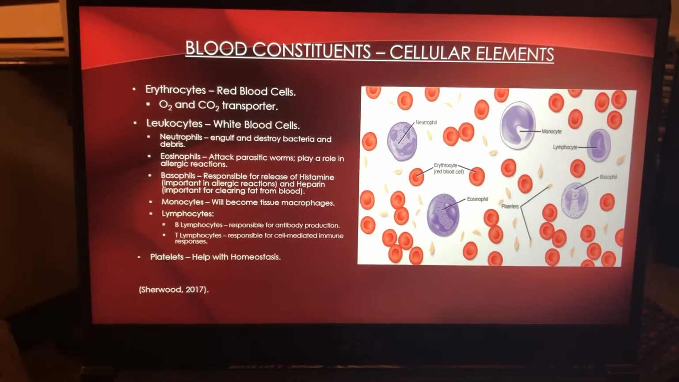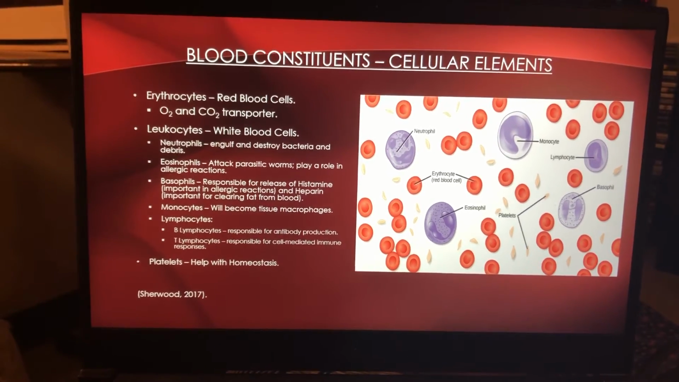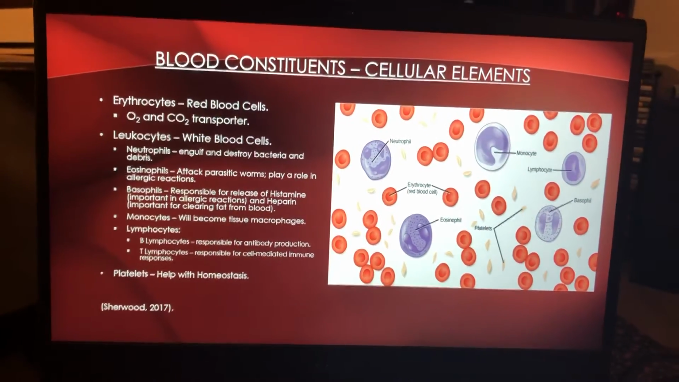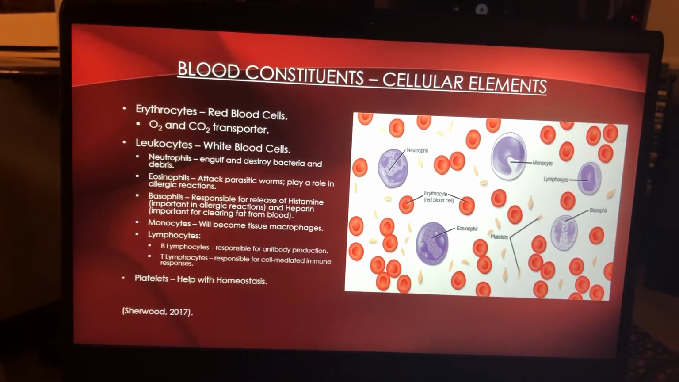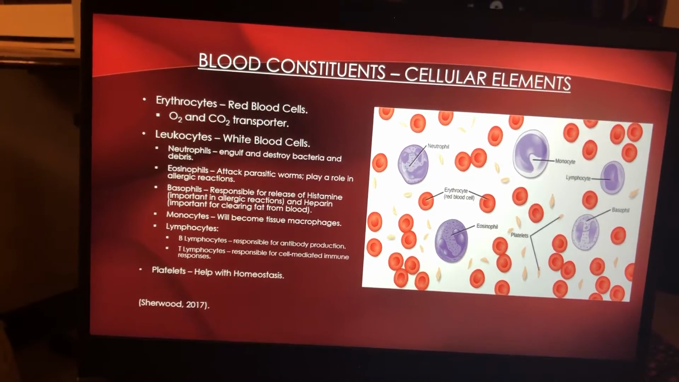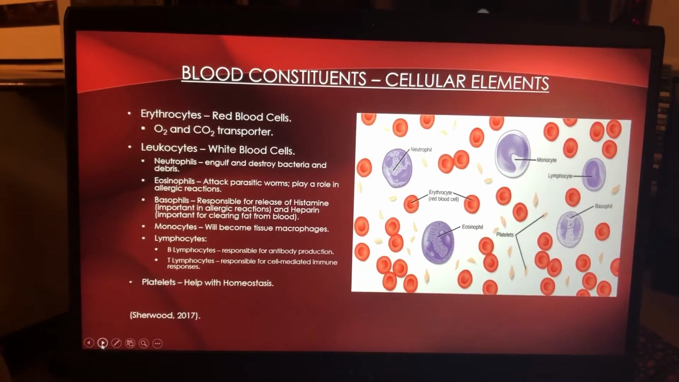T lymphocytes are responsible for cell-mediated immune responses, so like an immune response within our cells, like a response to cancer, HIV, things like that. And then platelets are in the cellular elements as well, and they help with hemostasis. So they basically just help with keeping enough blood in the parts of the body that need that amount of blood.